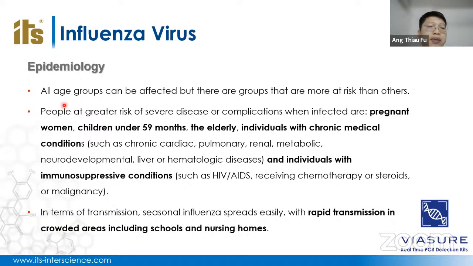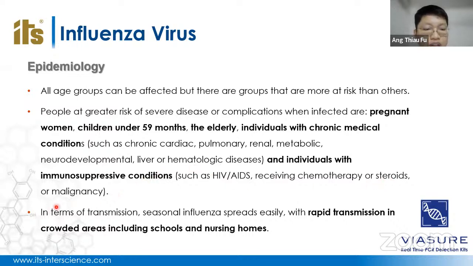In terms of the epidemiology, all age groups can be affected, but there are groups at more risk than others. As I mentioned earlier, those at greater risk are normally pregnant women, children under 59 months, the elderly, or individuals with a chronic medical condition like chronic cardiac, pulmonary, renal, or metabolic disease, and also individuals with an immunosuppressive condition, such as those infected with HIV or receiving chemotherapy or steroids.